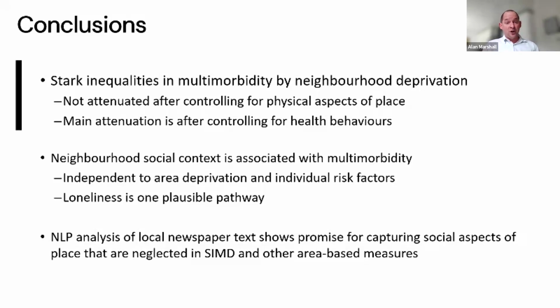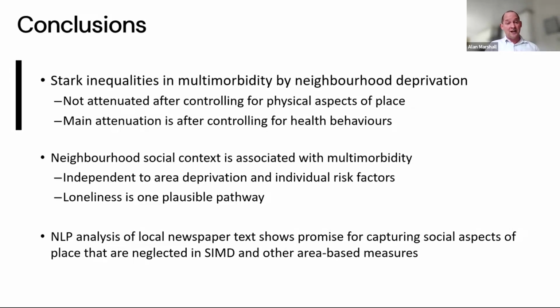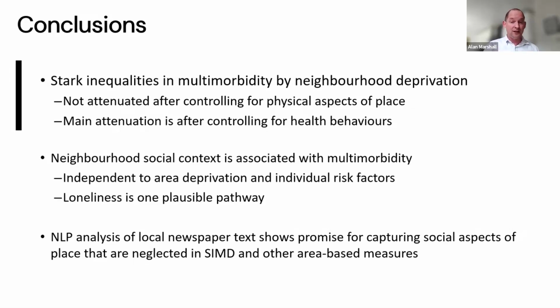We find that neighbourhood social context, so what people think about the places that they live in, is associated with multimorbidity, and that this acts independently to area deprivation and other individual risk factors, and it does seem that loneliness is one plausible pathway through which this association operates. And finally, this emerging research that we're working on suggests that using natural language processing techniques to analyse local newspaper text has real promise for capturing social aspects of place that are neglected in area measures like the Index of Multiple Deprivation and other area-based statistics that we have.